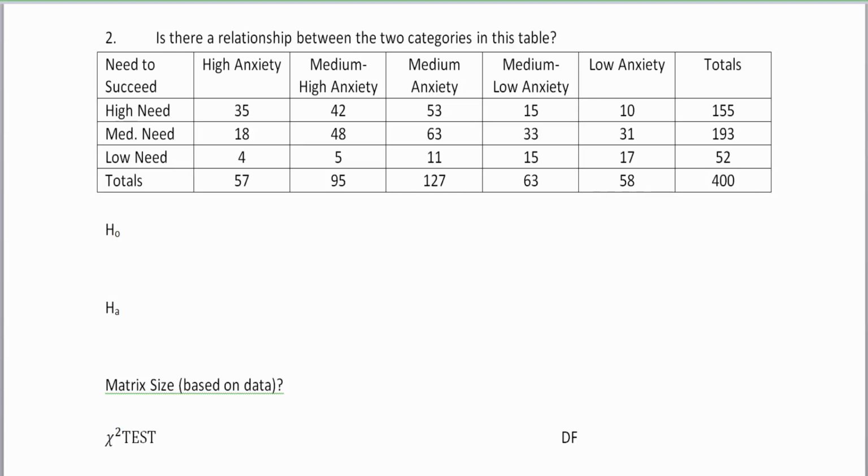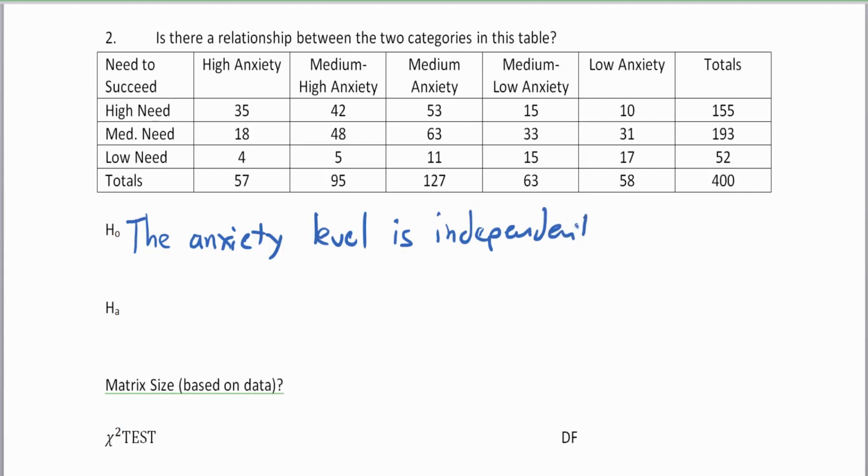So we are going to now state that the null hypothesis is that these are totally independent, that they're not related. So the null hypothesis says, and I'm going to start with the column headings here, the anxiety level, that's probably a great way to categorize this. These are all anxiety levels. The anxiety level is independent of the need to succeed. And that need to succeed is in education.